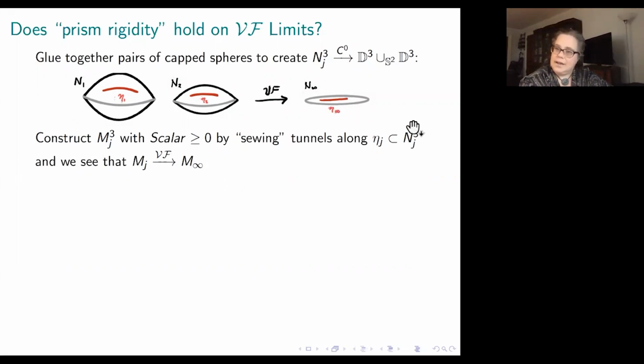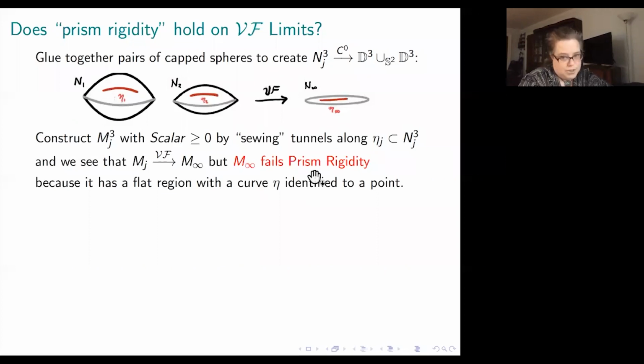And so that M infinity that we get, which is this double disk with a line segment pulled to a point, fails prism rigidity because it has a flat region with a curve identified to a point. The flat region satisfies all the conditions of the prism inequality, except that it's not actually isometric to a flat prism in Euclidean space at the end.